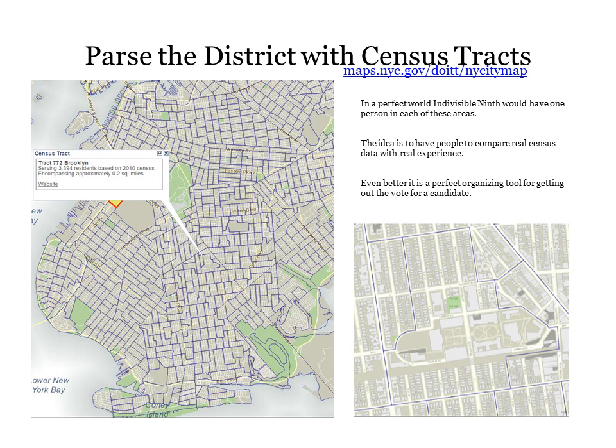But the point of this slide is that in a perfect world, organizations such as Indivisible 9 would have at least one person in each of these relatively small areas to compare data, such as the parsed-out data from census tracts, with the real experience of living there. And if that were so, it's the perfect organizing tool for getting out the vote for any candidate in any office.